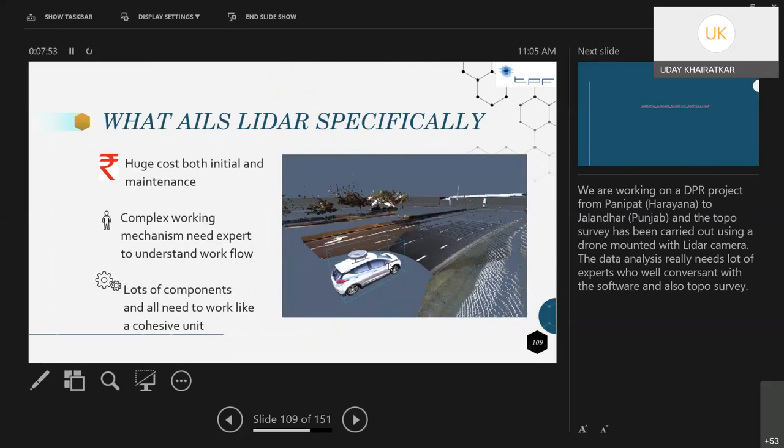We are working on a DPR project from Panipat, Haryana to Jalandhar in Punjab state, and the topo survey has been carried out using a drone mounted LiDAR. Recently, we have conducted this topo survey using a drone with a LiDAR camera mounted on it. And we have observed that data analysis really needs a lot of experts who are concerned with the software and also the topo survey. In fact, I had myself been to the vendor's office and saw a team of around 15 to 20 experts analyzing the data, and it's really very complicated. The person who is doing the work must understand the technical aspect of the engineering and also the software.